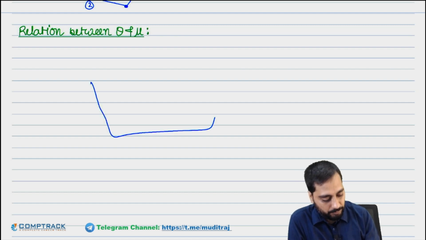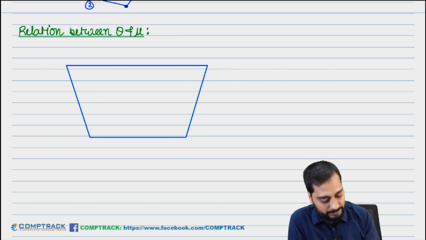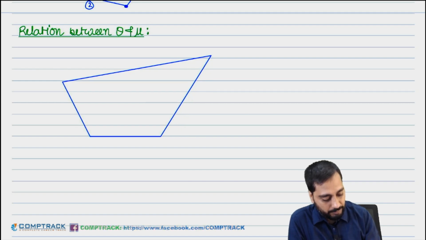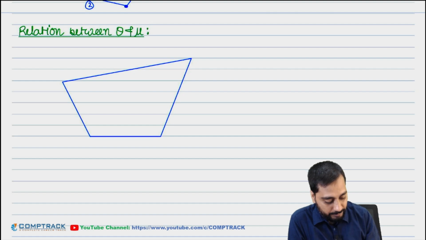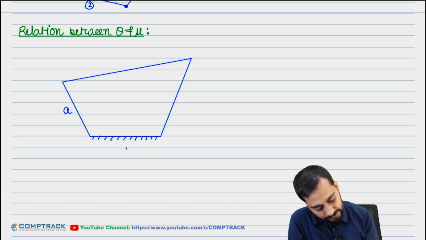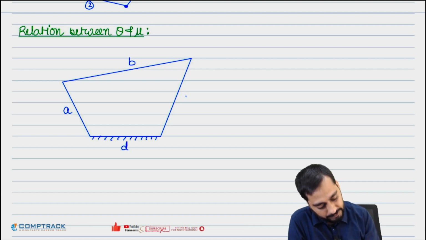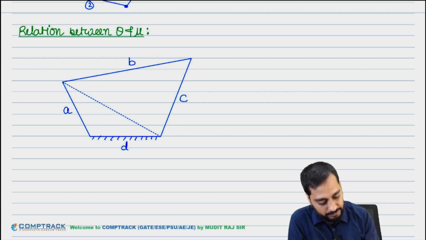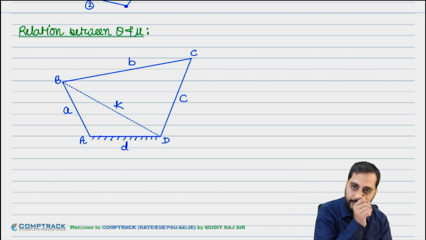Okay, so now look, let's say this is the 4-bar mechanism, and here this side is A, this is D, this is B, this is C. Okay, I am assuming that this distance is K. Let's say A, B, C and D.